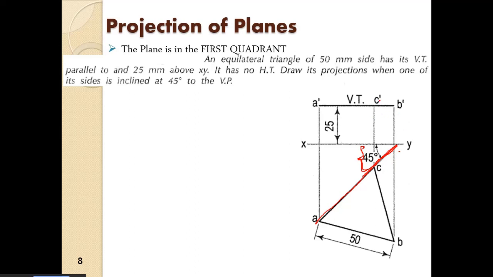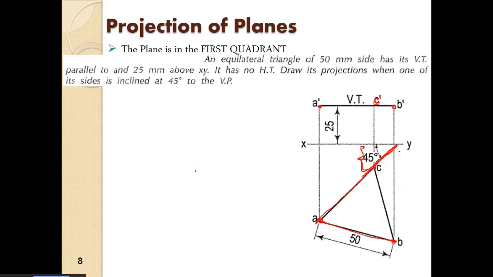Right, so here they have shown C dash just for understanding purpose, but in the actual drawing it will be hidden. If you see from the front, the point C will not be visible. The points A and B will be visible. So A is here, A dash. All right, B, you will see B dash.